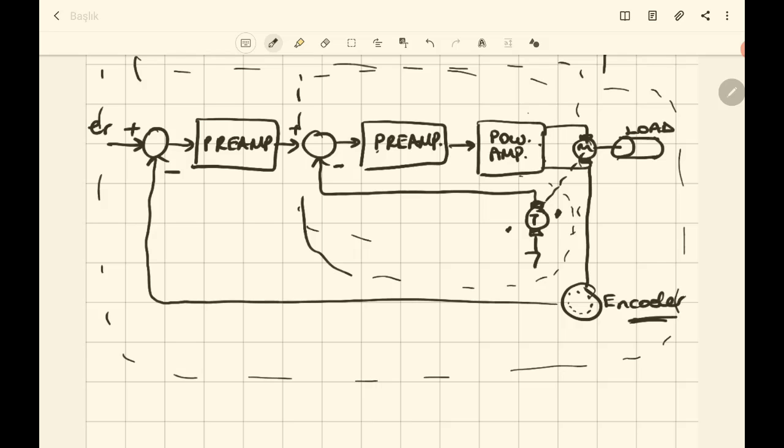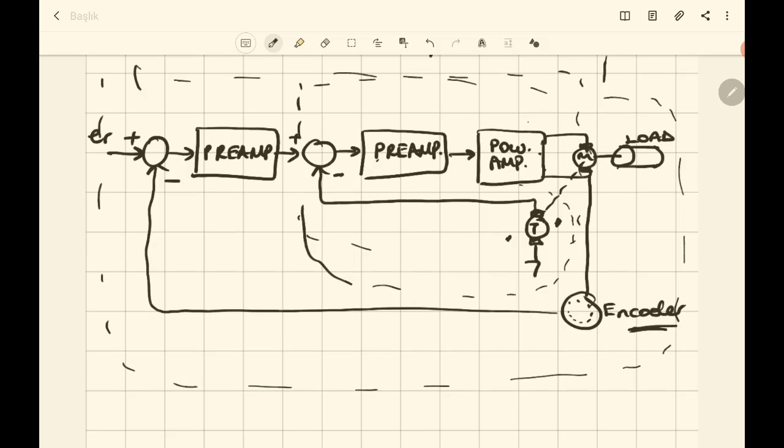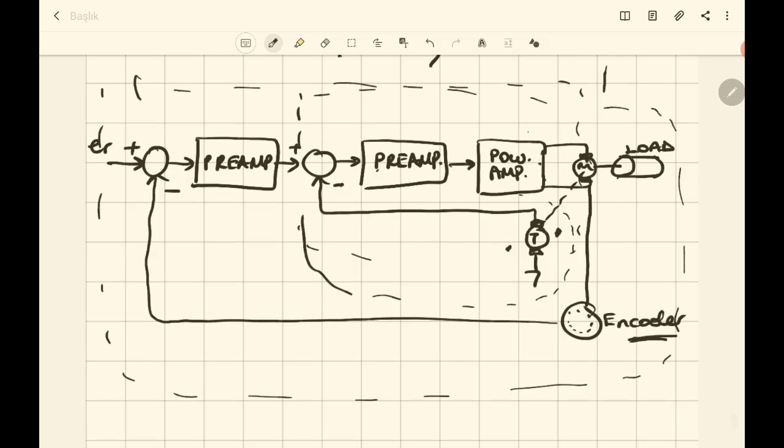Actually, in this diagram we want to control the position, but the velocity feedback is often used to improve the stability or damping of the closed loop system. So we can say this tachometer and this inner loop are used to improve the stability or the damping of the closed loop system. For such a system, the accuracy of the tachometer is not so critical.